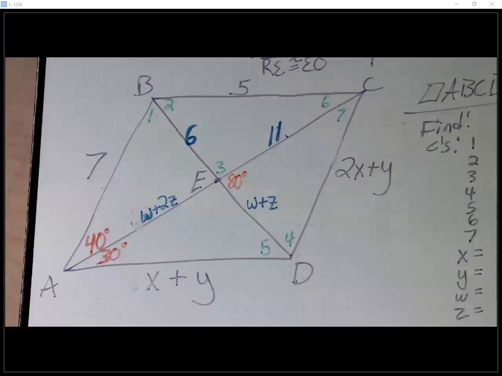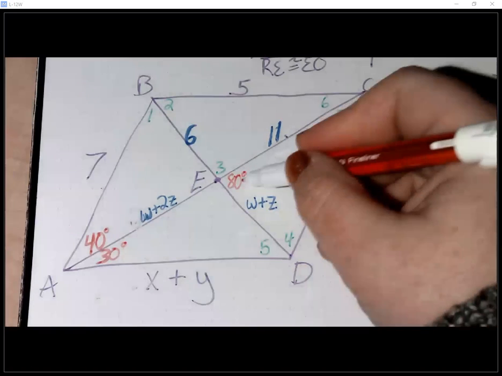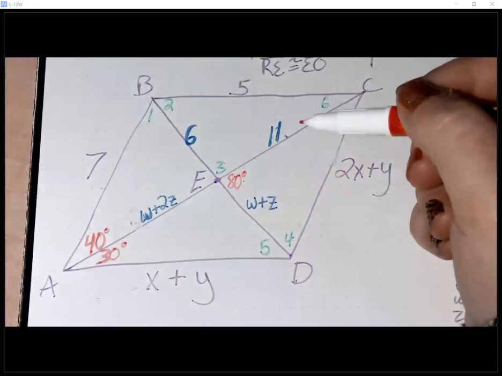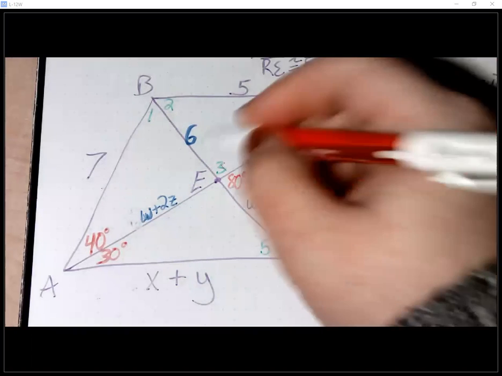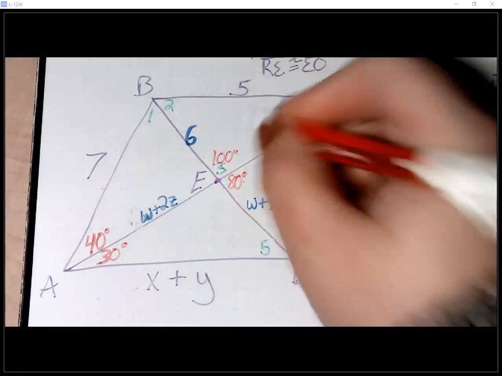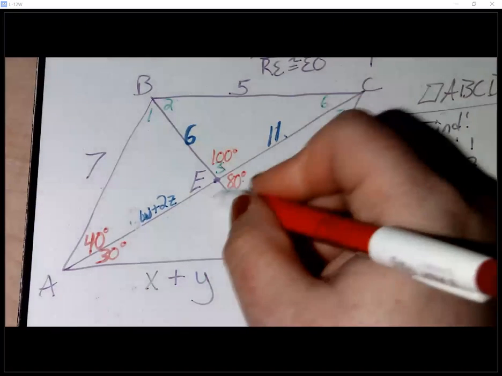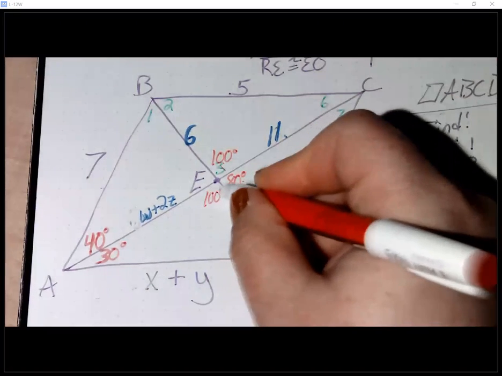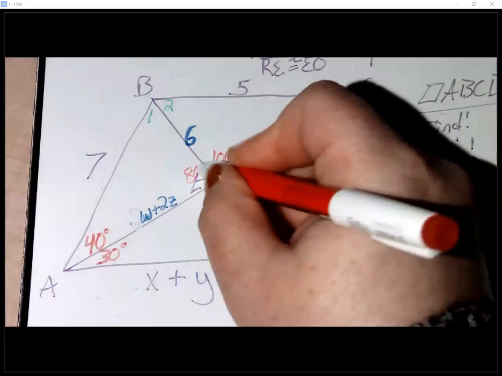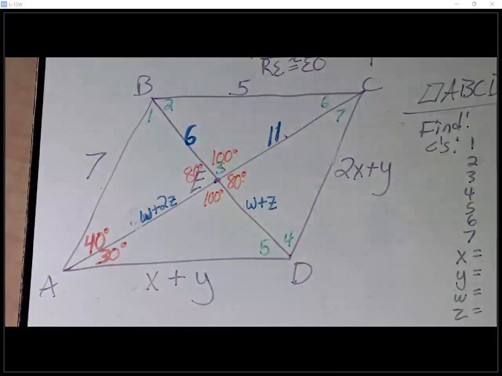All right. Let's start with some angles. One you can find right away is angle 3. If this one's 80, what does angle 3 have to be? 100, right? These two are a linear pair, so that one would have to be 100 degrees, and the vertical angles would match. I didn't have to find those, but it might help me.